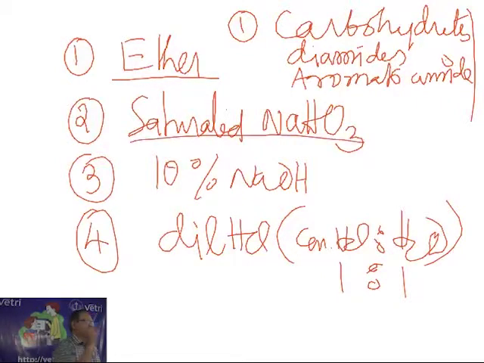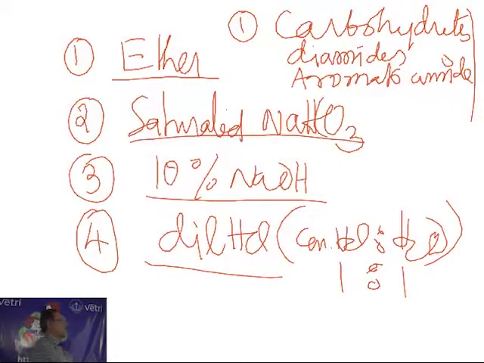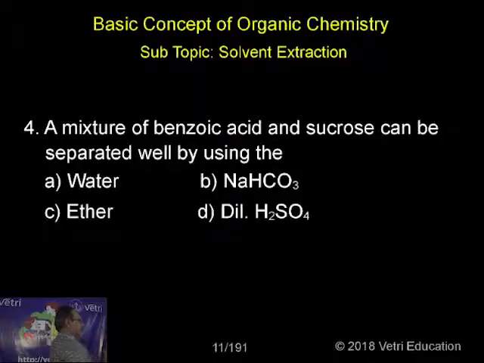What about saturated sodium bicarbonate? This you can use for aromatic carboxylic acid. If you use sodium bicarbonate, it will convert benzoic acid, for example, into sodium benzoate, which will come to the aqueous layer. We can collect it using the separating funnel, and by adding HCl we will get it back. Then 10% sodium hydroxide is commonly used to separate aromatic phenol, and dilute HCl is commonly used to separate aromatic amine, aniline. Okay, let me come back now.